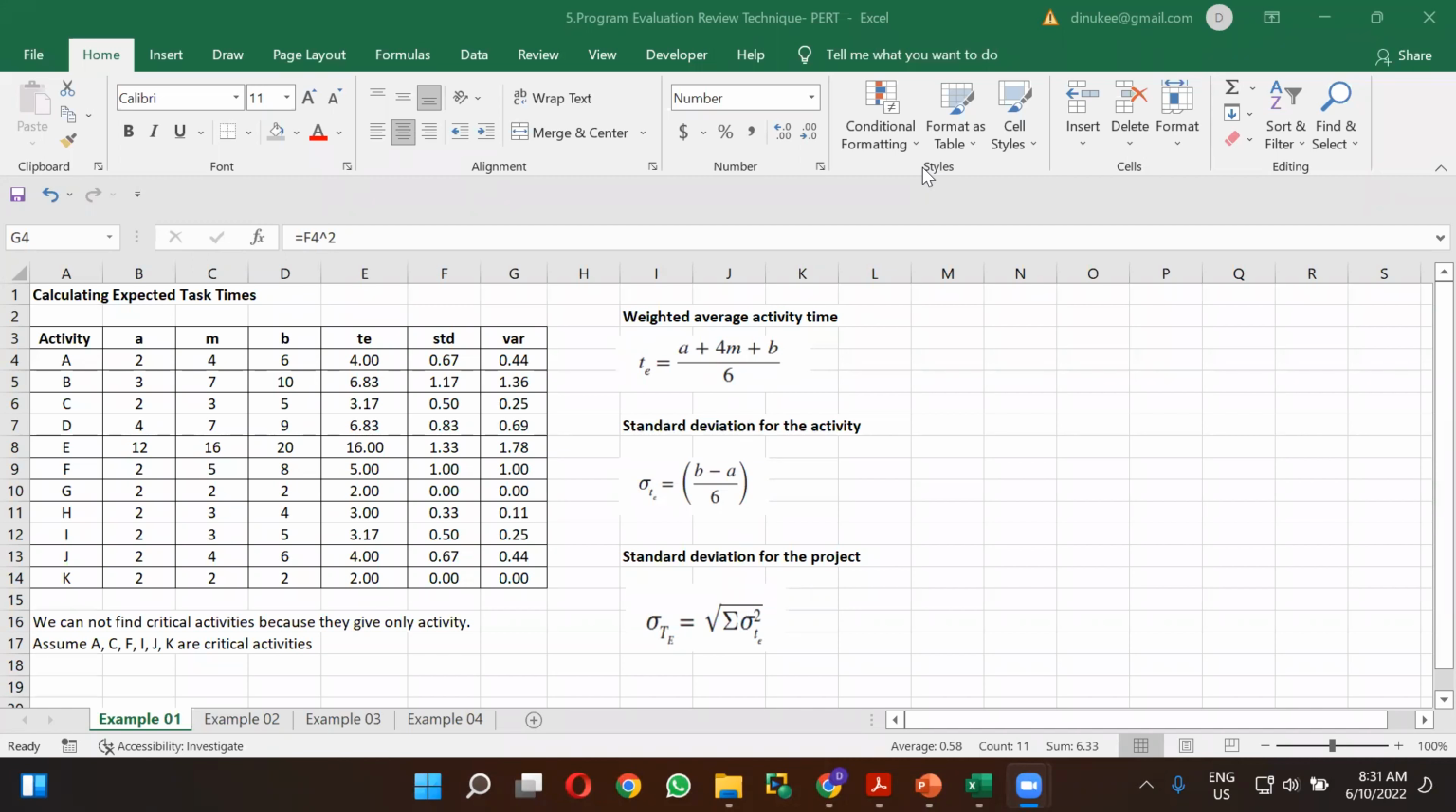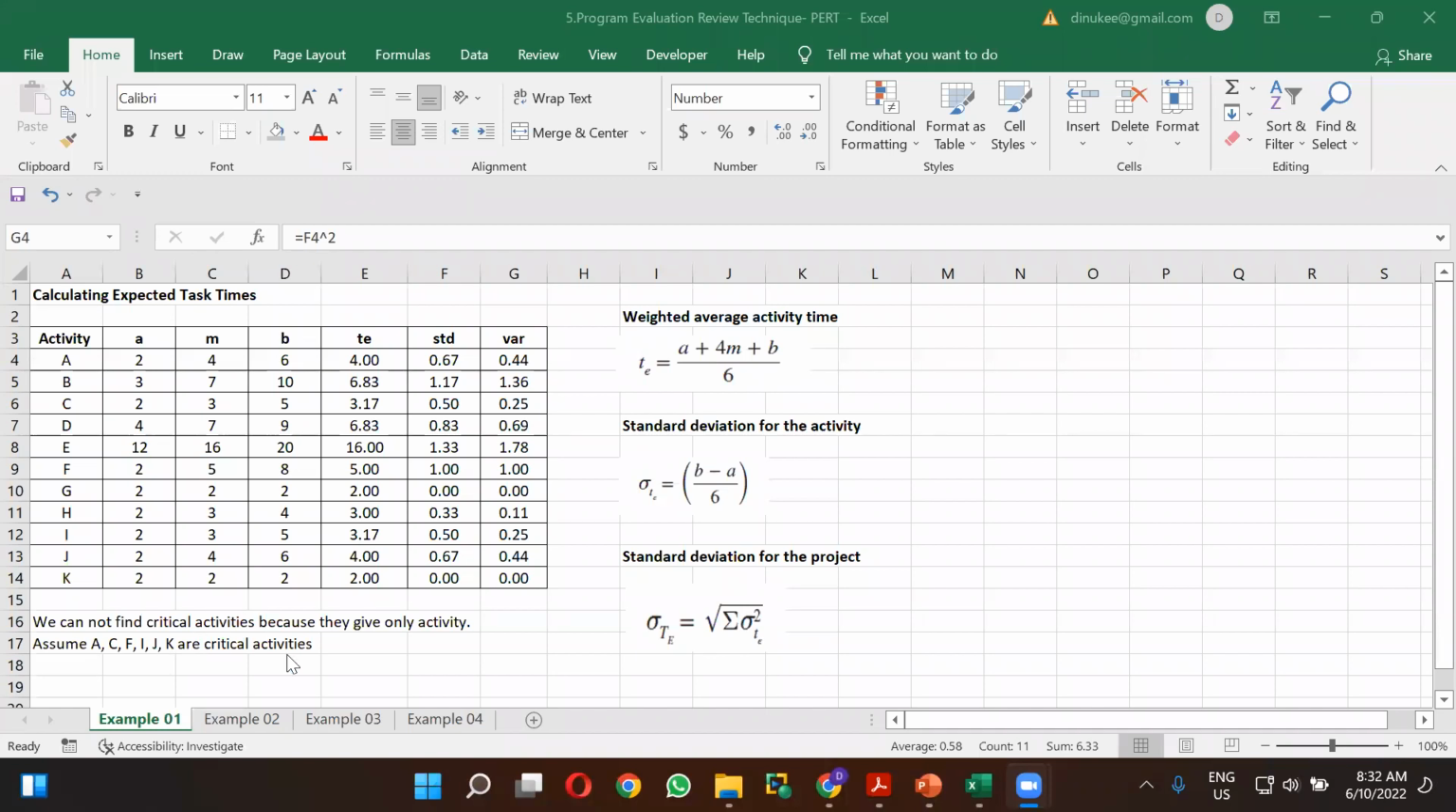I think most of you have finished it, right? So I will go for the next calculation. According to this example, they didn't ask us to draw a project network, and they didn't give any preceding activity. Therefore, we cannot draw that project network, and so we couldn't find the critical activities for this project network.